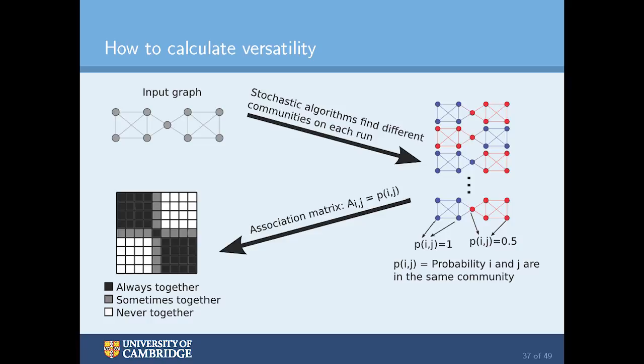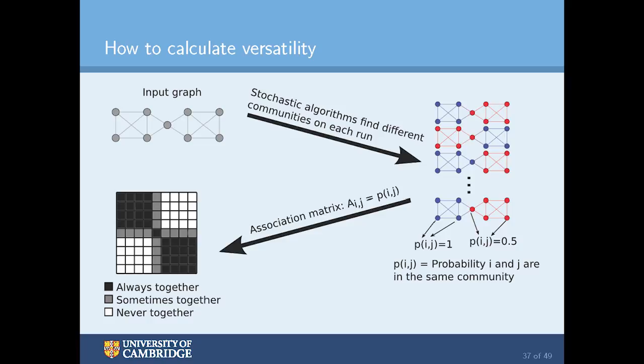It's connected over here to 2 and over here to 2. And so what you do is you just run the algorithm a bunch of times and see what happens. And as we expect, the person in the middle sometimes ends up over here and sometimes ends up over here. And so you make a new matrix from that.